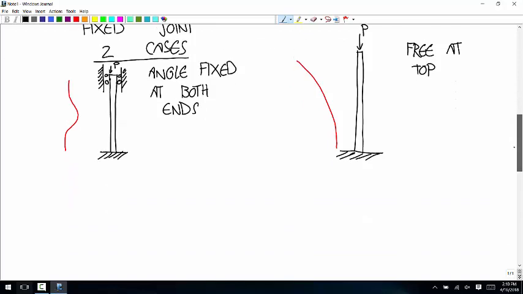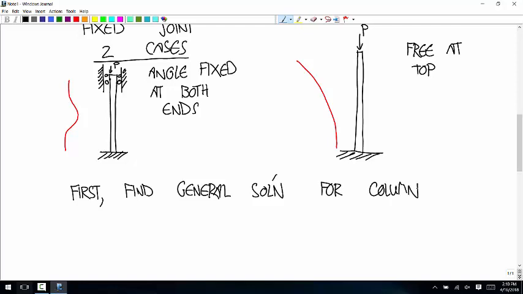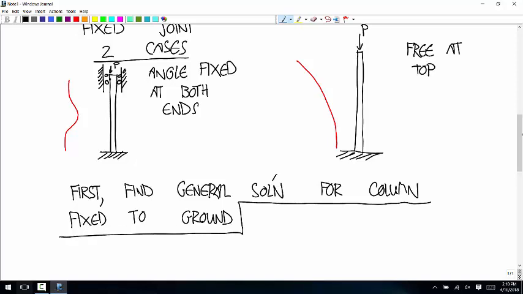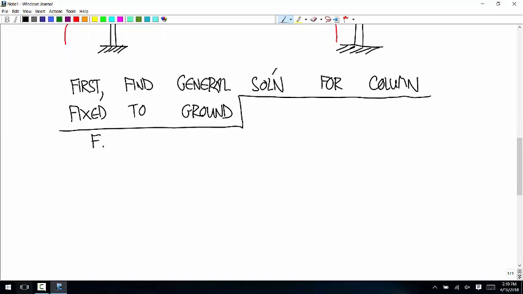Okay, so first let's come up with a general solution, and then we'll go into the boundary conditions for each individual case. So we're going to find a general solution for a column that's fixed to the ground. And so I'll start with a free body diagram. It's not going all the way to the top, so it just starts out with the connection at the ground.